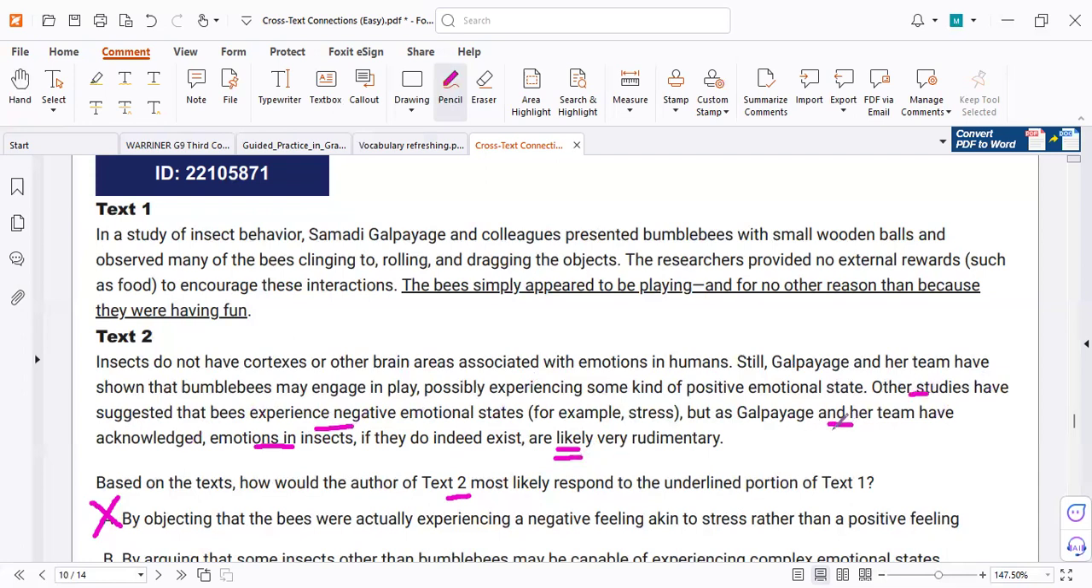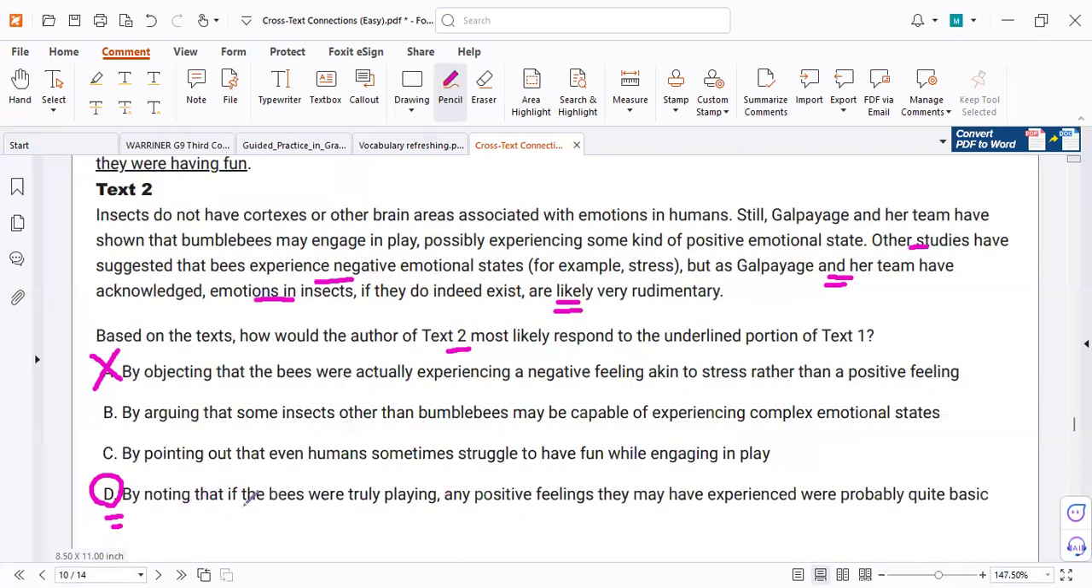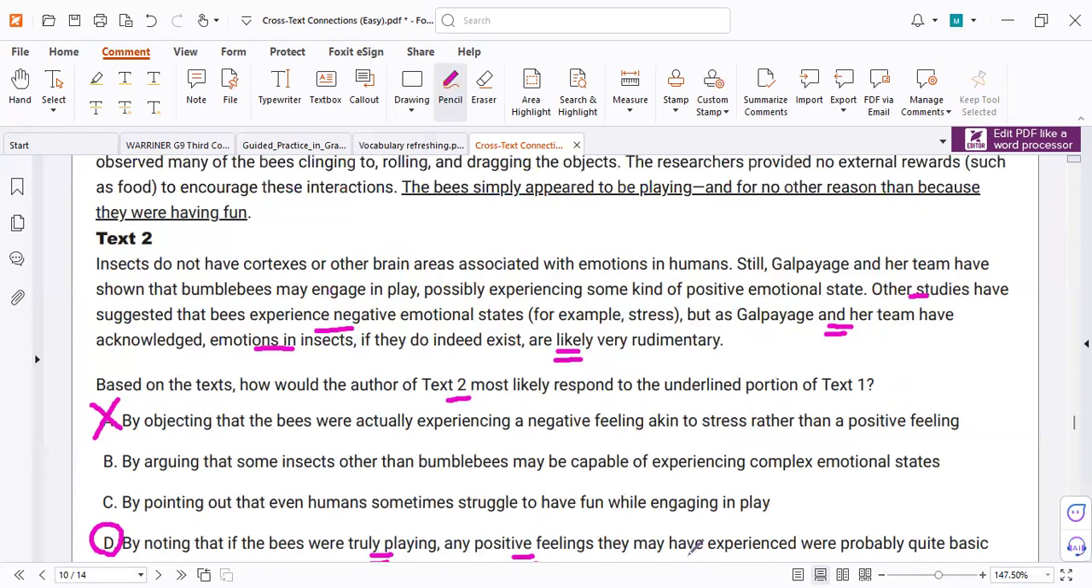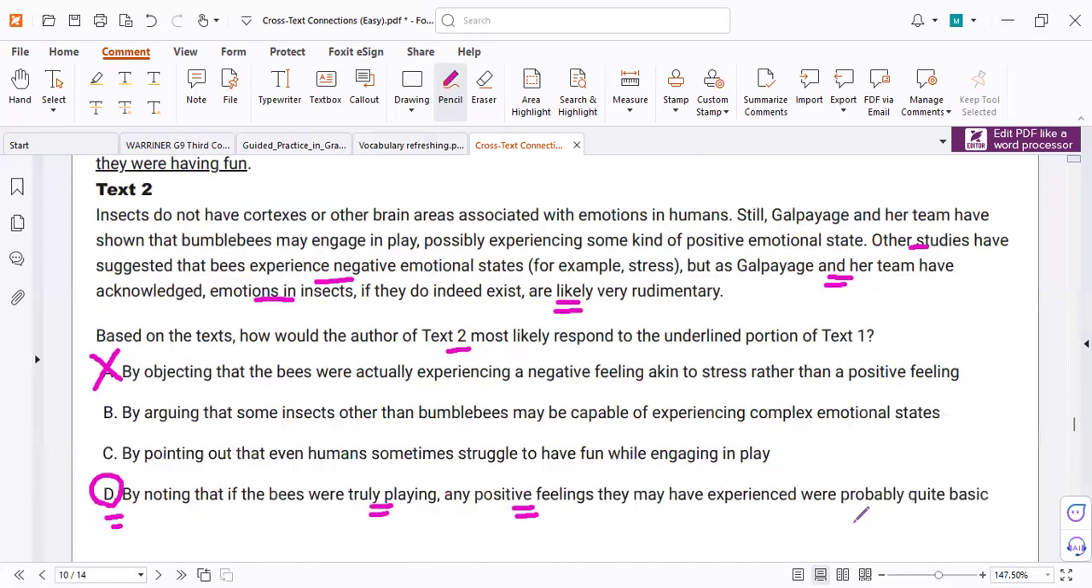But the study of these people, he said, it can be. So by noting that if the bees were truly playing, so any positive feeling, as he mentioned here, emotions they may have experienced were probably quite basic. Basic means rudimentary. Look, and as he mentioned, their emotions.